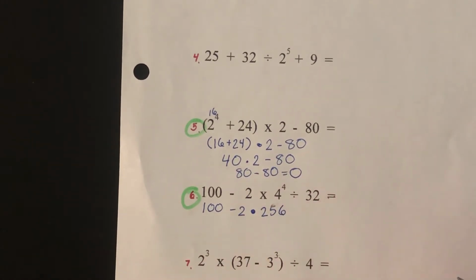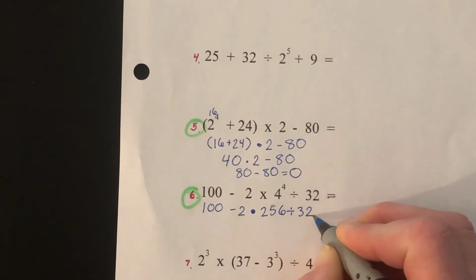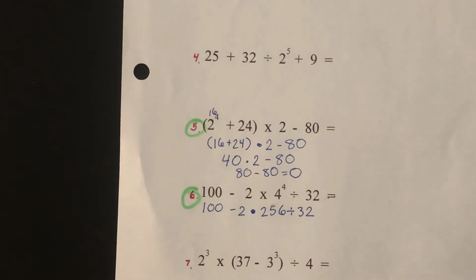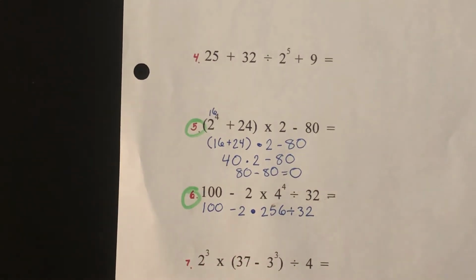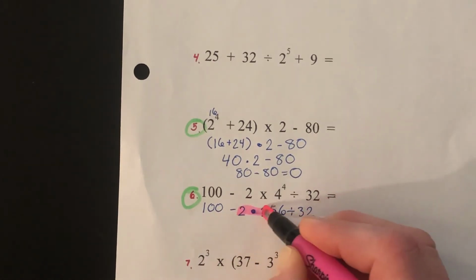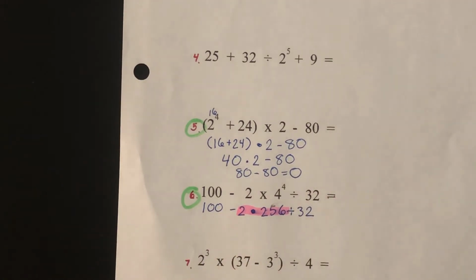256 divided by 32. Now I've got subtraction, multiplication, division. Multiplication and division are together. You go left to right. Obviously, the multiplication going left to right comes before the division, so we'll do that next.